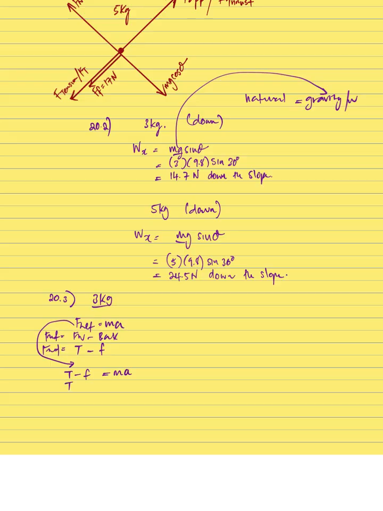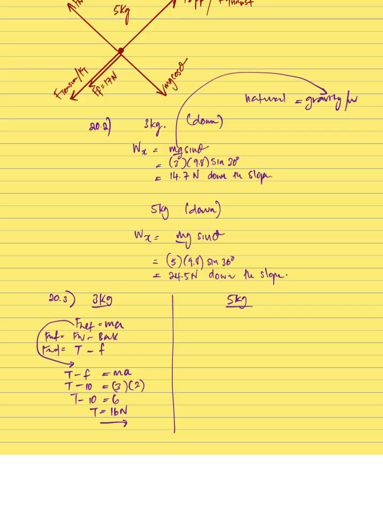Now, I don't know the tension, but I know that the frictional force for the 3 kilogram one was 10. So T minus 10 is equal to the mass, which is 3, times the acceleration, which they gave as 2. So T minus 10 is equal to 6, which means that T is equal to 16 newtons. So now I've solved that situation because I'm looking at the object with the least amount of forces, which is the 3 kilogram. Then I'm going to look at the 5 kilogram.